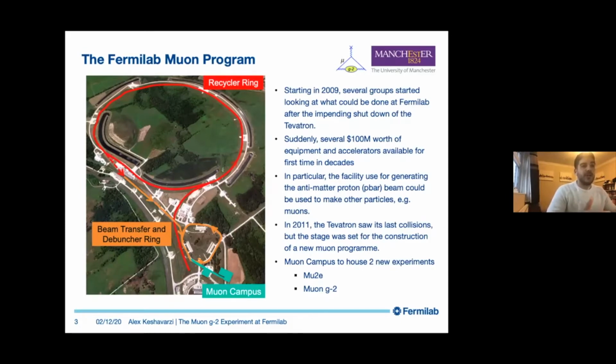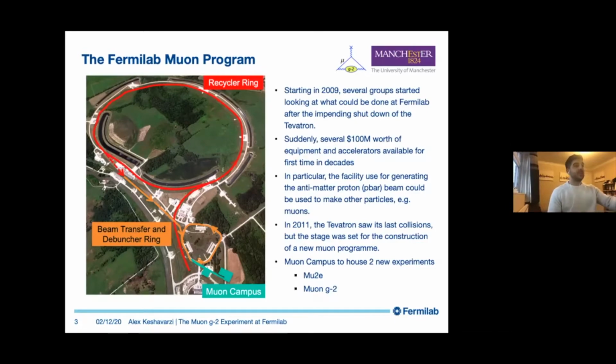But that program ended in 2009, and suddenly there was a lot of equipment and this huge accelerator complex available for different studies. As I said, the beam that's created is a p-bar beam, an antiproton beam, and it was decided the best thing to do with that was to use it to make some other daughter particles, in this case muons. So in 2011, the Tevatron did its last collisions, and Fermilab then moved to its new Muon program, and has built since then a Muon campus that houses two experiments: the mu2e experiment, which is the first one I work on, and the Muon g-2 experiment, which this talk is about.